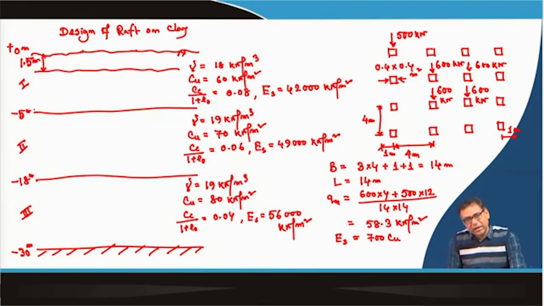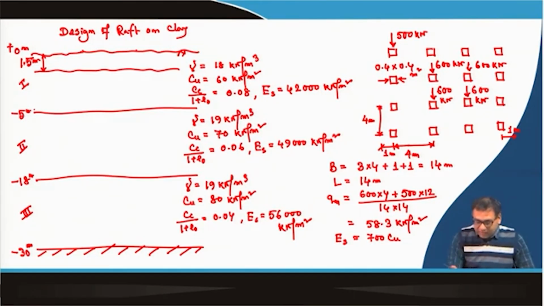cohesion value. Now, Es also we can determine in the laboratory if we have an undisturbed soil sample, and you will get the elastic modulus, that also we can determine, but here that data was not given. So, that is why we have used the suggested correlation, and within the range we have taken 700 Cu. So, Eu is 700 Cu, that we have used here. Now, this is your soil data.